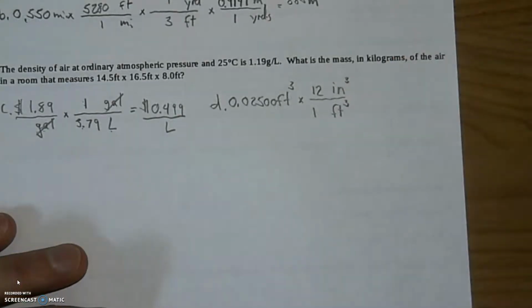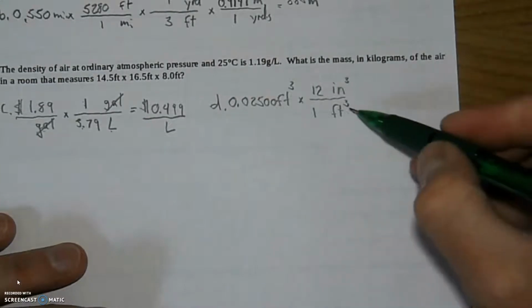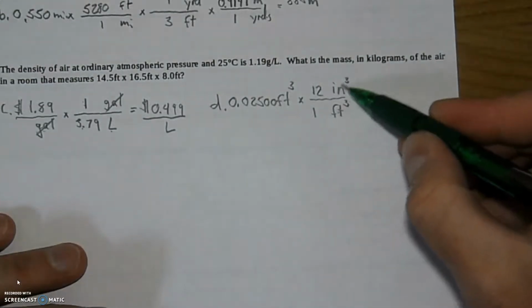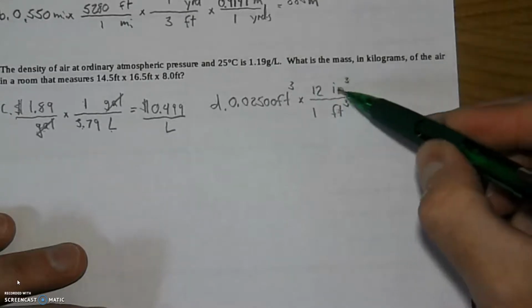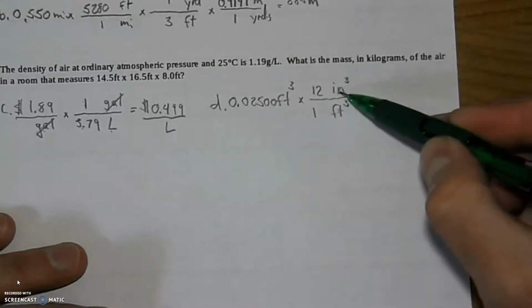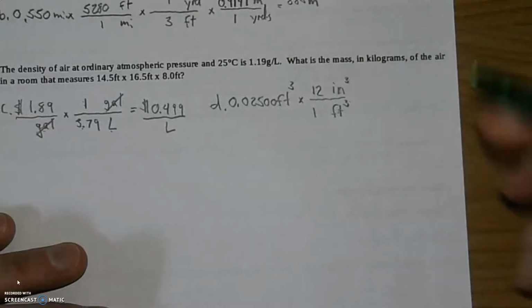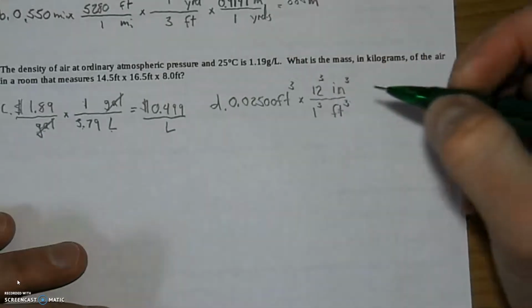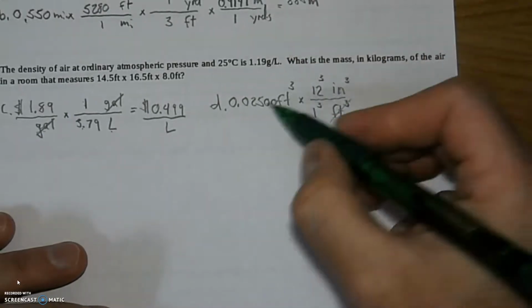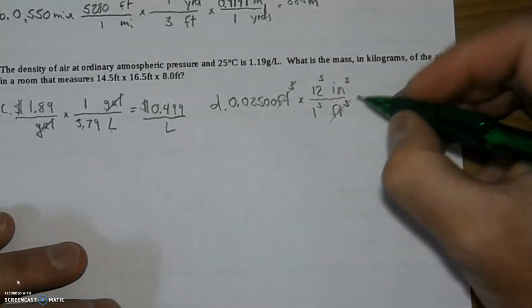All right, so here's the trick for this one. Whatever you do to the units, you also have to do to the number. In other words, it's 12 inches by 12 inches by 12 inches. Therefore, I have to cube this and cube that. I'm not going to do it now. I'm going to wait until the end when I get everything in here.